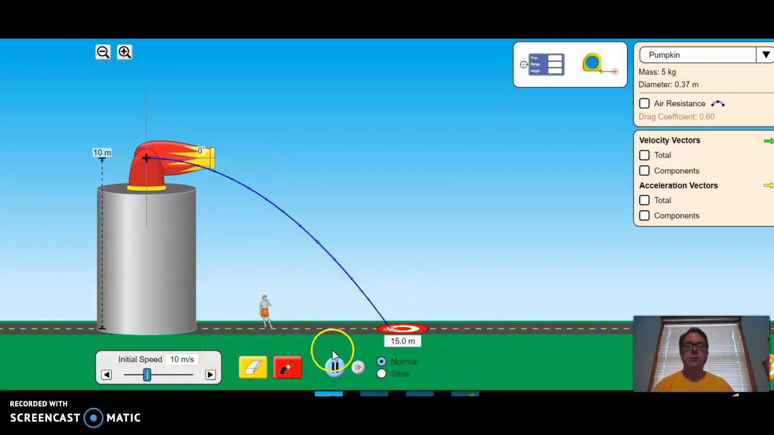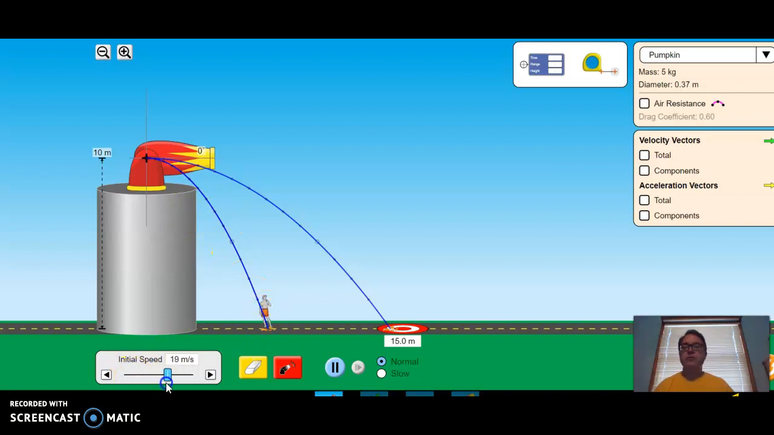Looky there. I got it right away. First time. Beginner's luck, right? Well, actually, I've done this before. So 10 meters per second gets you right there on the target. If you tried less than that, let's see what happens if I go 5 meters per second. I can hit the red button again. Oh, then I hit the statue.